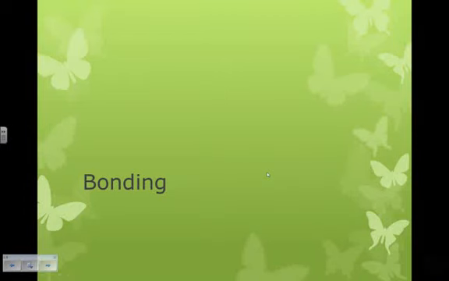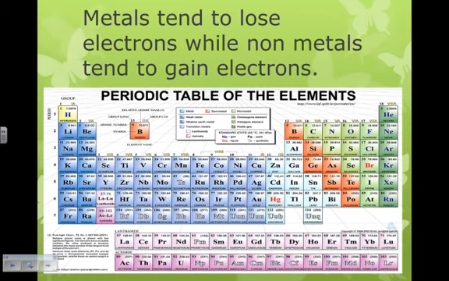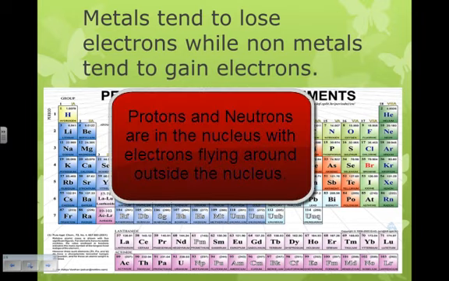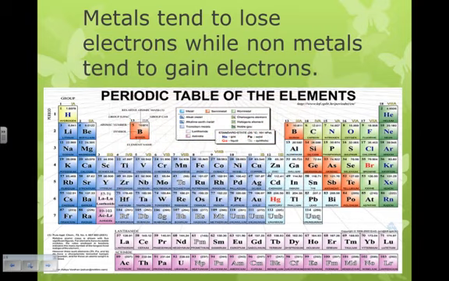Today's topic is going to be bonding. We'll begin with looking at the periodic table of the elements. Let's remember that over here on the left side we have our metals, as depicted in blue here, and over to the right we have nonmetals. Let's remember that every element is made of the same atom type, and the atoms are made of neutrons and protons in the center, and electrons orbiting in the electron cloud outside the nucleus.